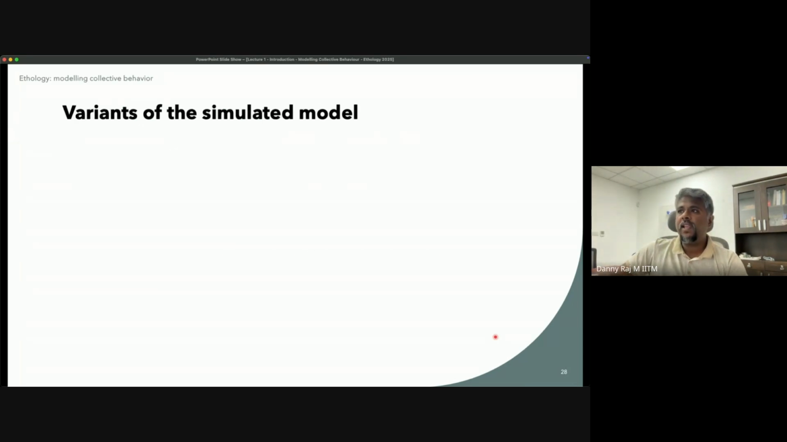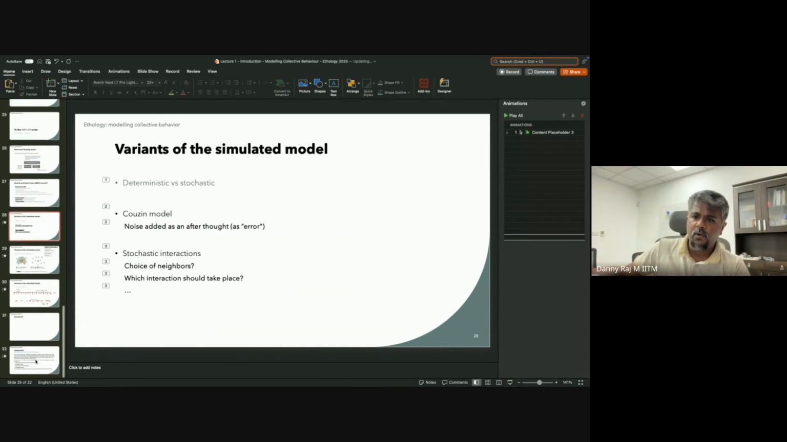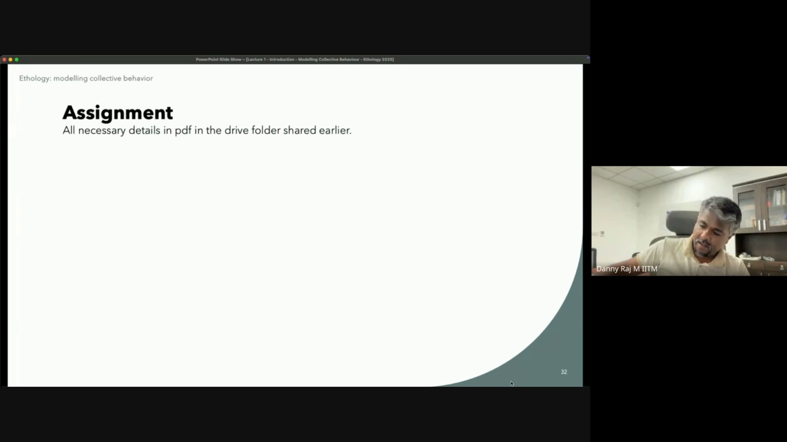All right, so there are some variants of these ABMs, but I'll share these slides so you can look at them. In the interest of time, I think it's good to stop here and just talk about the assignment, which will lead to the mini project for this winter school.